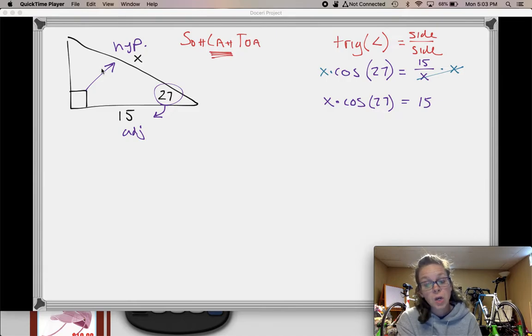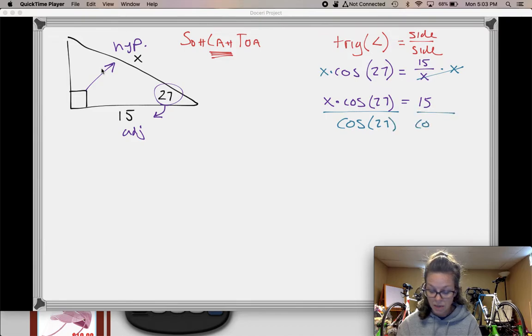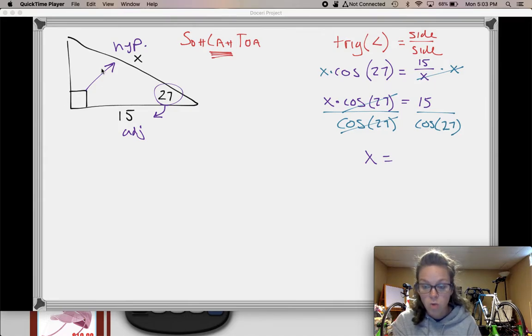And now I want to get it alone. And since it's x times something, we undo times by dividing. So I'm going to divide both sides by cosine 27. That will cancel off over there then. And that leaves me with x equals, and now I need to know what 15 divided by cosine of 27 is.